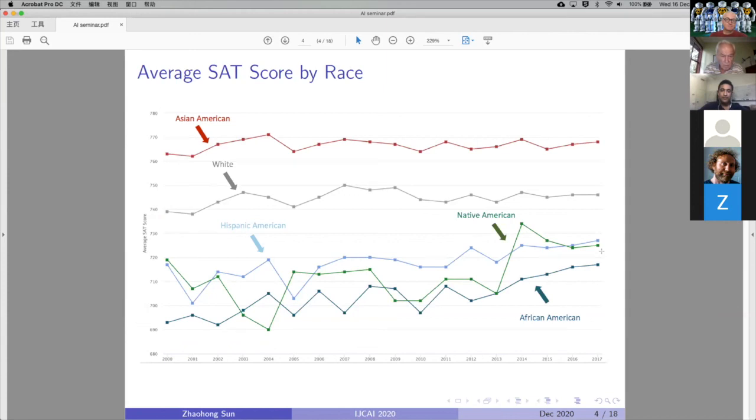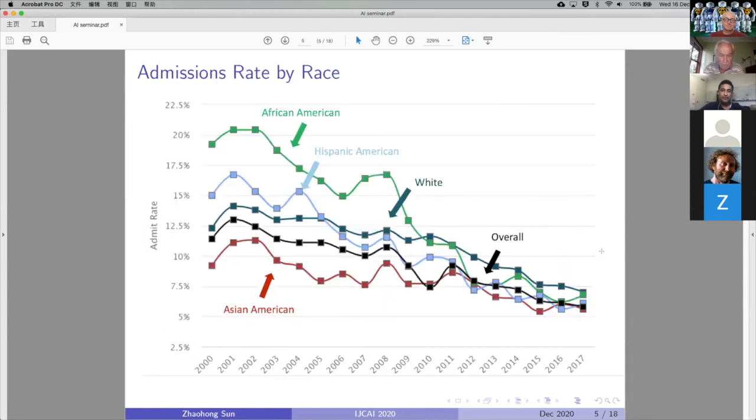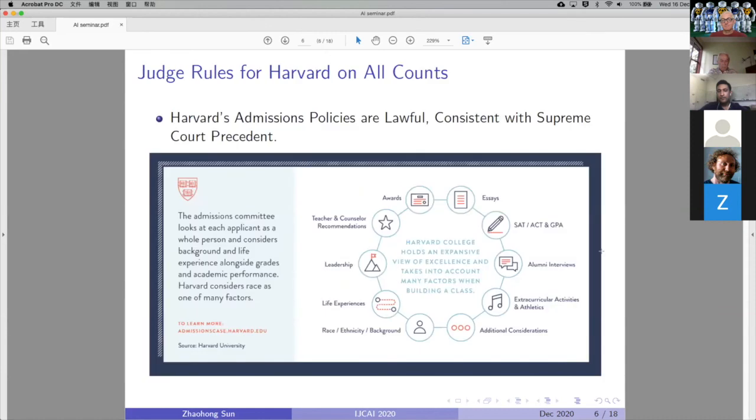Different colors represent different races. As you can see, Asian Americans had the highest average SAT score among all races. This figure describes the admissions rate by race for the same period. Although Asian Americans had the highest average SAT score, they received the lowest admissions rate. You may wonder whether this is fair. In the process of Harvard admissions, multiple factors need to be taken into consideration, including the applicant's background, life experience, race, as well as academic performance.